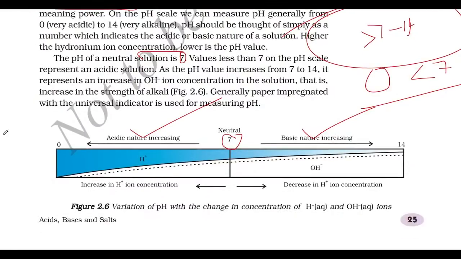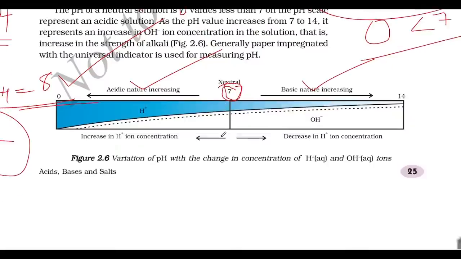Base. Now given the pH of a solution is 8. What is the nature? The nature of the solution will be basic because it lies between 7 and 14. pH of the solution is 7. That means it is a neutral solution. pH of the solution is 4. What is the nature of the solution? It is acidic because 0 to 7 it is acidic, 7 to 14 it is base, exactly 7 it is what? Neutral.